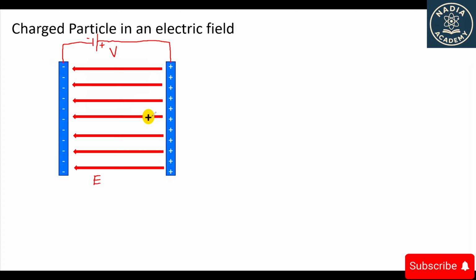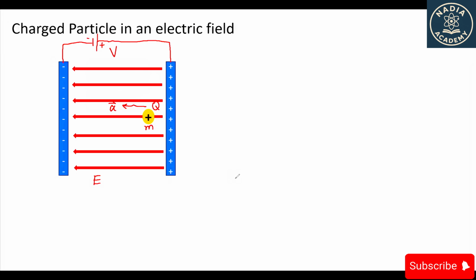Now, consider any charge particle Q near the positive plate. The positive plate will apply a force on it to push it away, and the negative plate will attract it. So this charge particle will be accelerating towards the negative plate with some acceleration a. This charge particle is a massive particle, so it has a mass m.